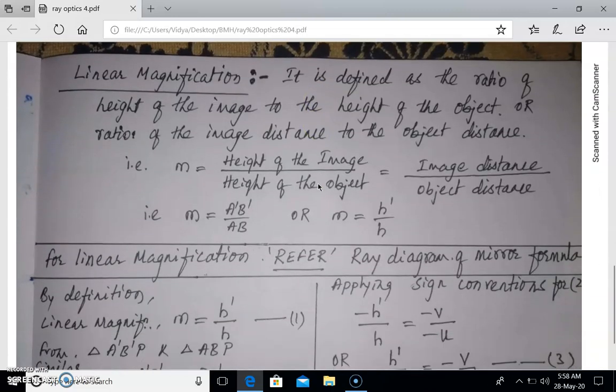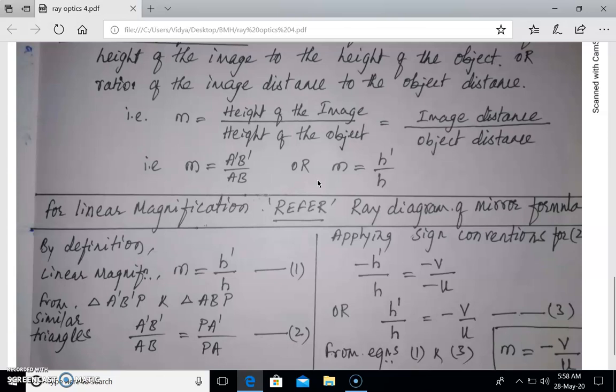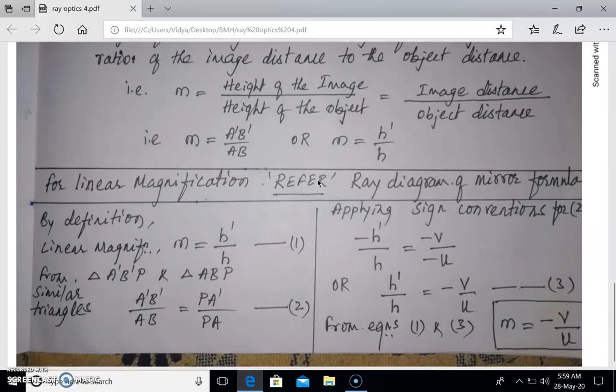Linear magnification. It is defined as the ratio of height of the image to the height of the object, or ratio of the image distance to the object distance. Linear magnification is denoted by small letter m. A dash B dash is the height of the image, AB is the height of the object, or M equals to H dash by H.